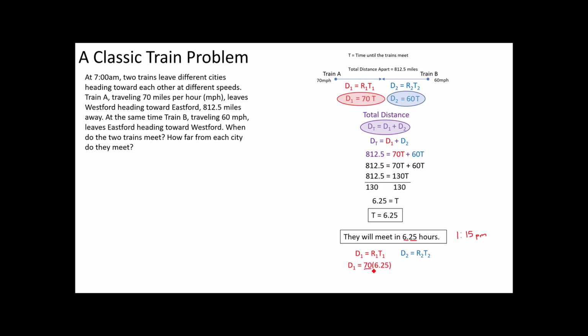If train A goes 70 miles an hour for 6.25 hours, and train B goes 60 miles an hour for 6.25 hours, then train A will go 437.5 miles, and train B will go 375 miles. Writing that up in a sentence, the train that was headed east will be 437.5 miles east of Westford and 375 miles west of Eastford. Here again, it's all about organization, getting your thoughts together and remembering this distance formula.